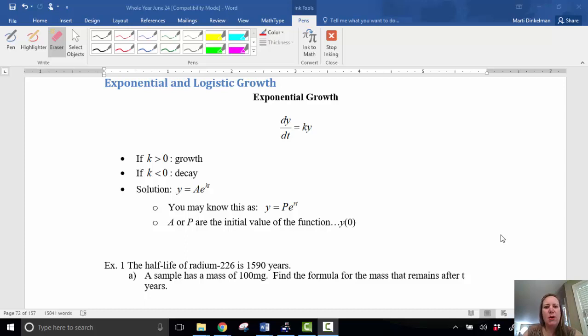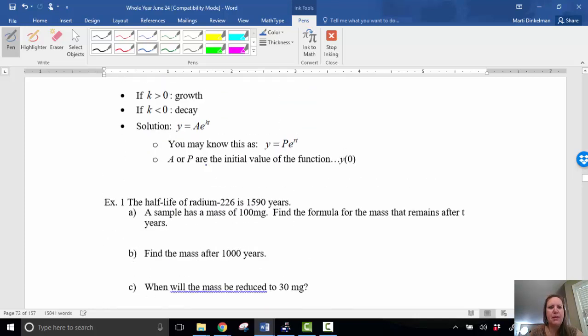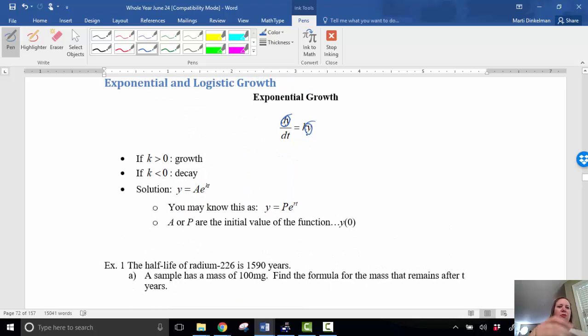But if we have something like dy/dt equals ky, or dP/dt equals kP, where the variables here and here are the same, then we know we have exponential growth, and we'll prove that in just a bit. I think it might be in your assignment. We'll see if it's there or if I put it in the examples. And if that k value is positive, then you have exponential growth.